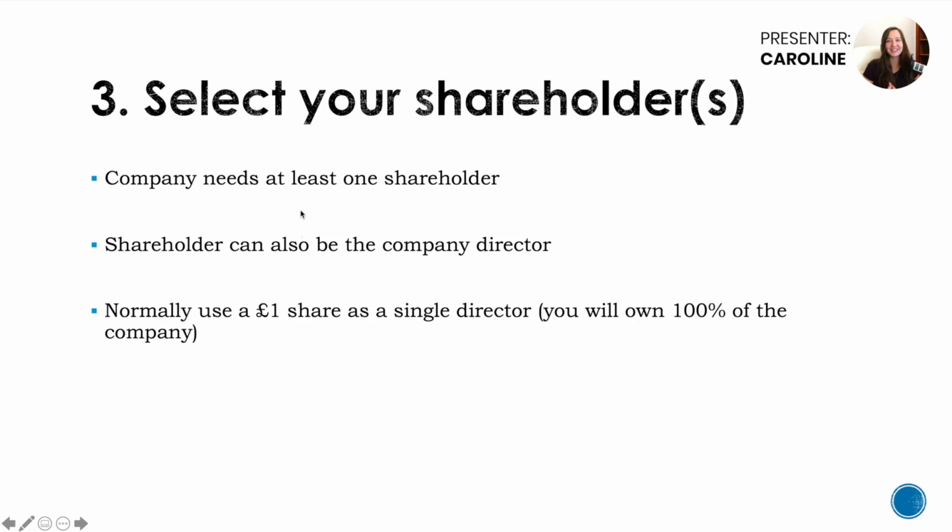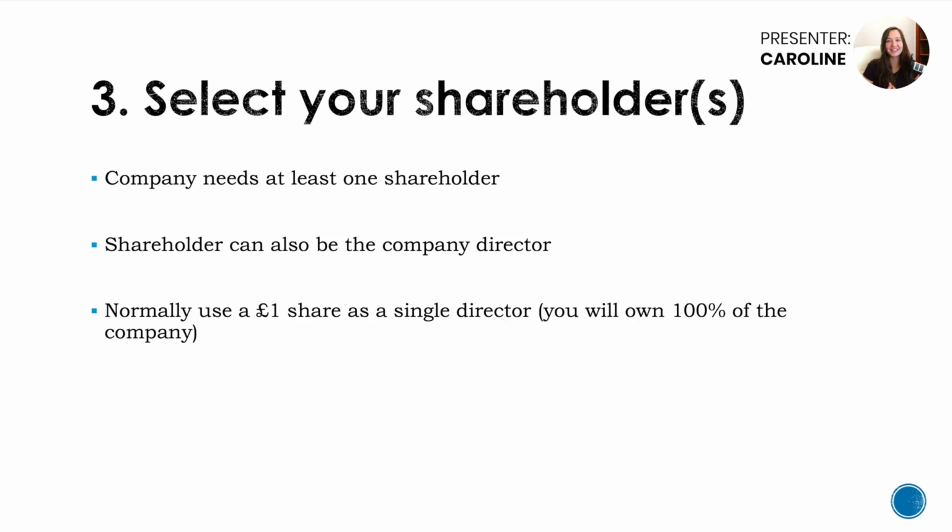This is another requirement. The company does need at least one shareholder. So if you're the only director and the only shareholder in the company, you will be listed as both, and you often just have the £1 share in the business, and that's all you need to do. When it asks for the shareholder details, just put your own stuff in and just do a £1 share.